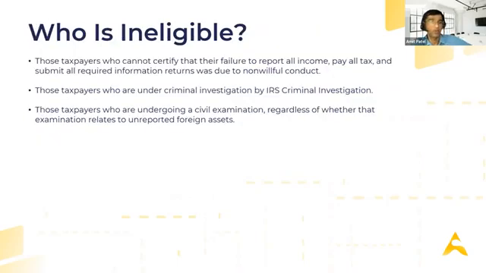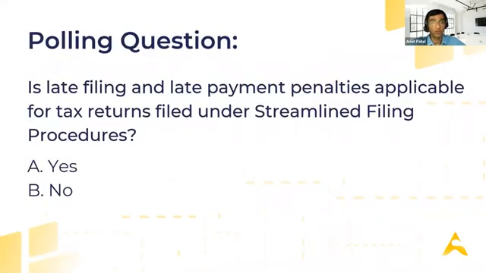Then who is not eligible? If you are not able to certify that your failure to report all these forms was not willful and was just an honest mistake, you are not eligible. This is common between streamlined domestic and foreign. If the IRS has already initiated a criminal investigation, or if you are already going through a civil examination, then you are not eligible for this streamlined procedure.